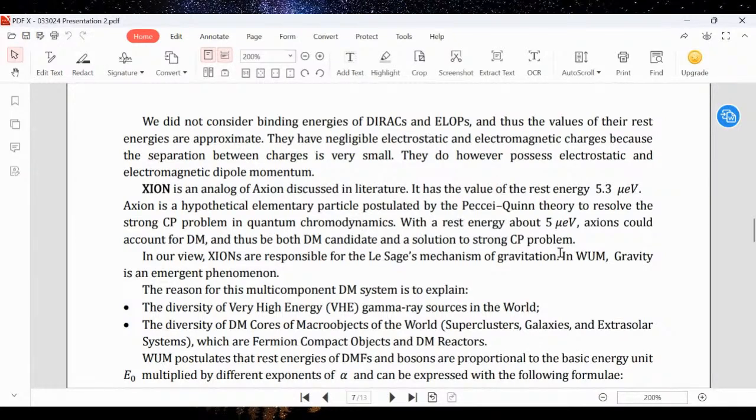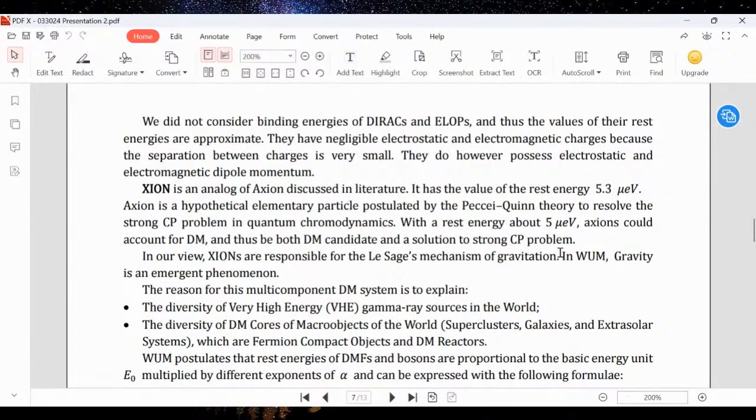Xion is an analog of axion discussed in literature. It has the value of the rest energy of 5.3 microelectron volts. Axion is a hypothetical elementary particle postulated in the Peccei-Quinn theory to resolve the strong CP problem in quantum chromodynamics. With a rest energy about 5 microelectron volts, axions could account for dark matter and thus be both a dark matter candidate and a solution to the strong CP problem.